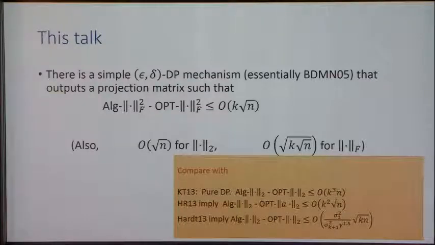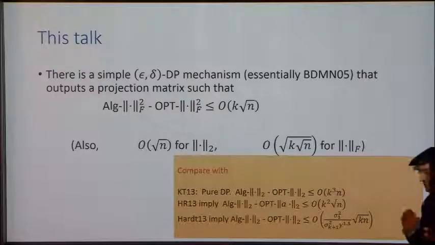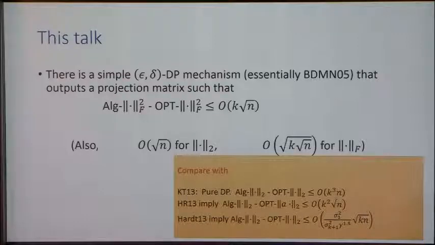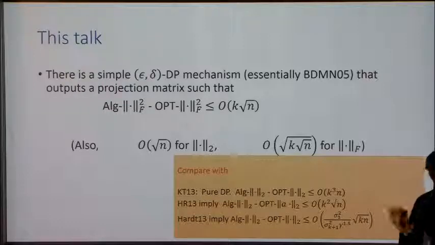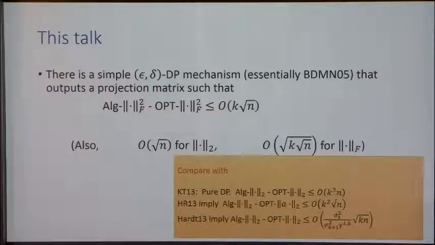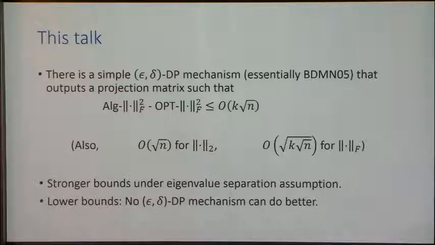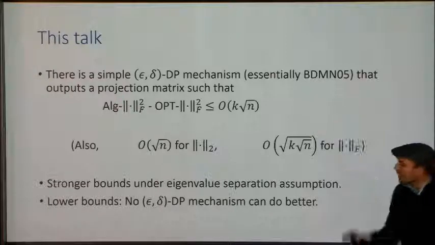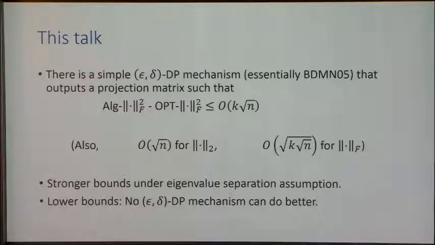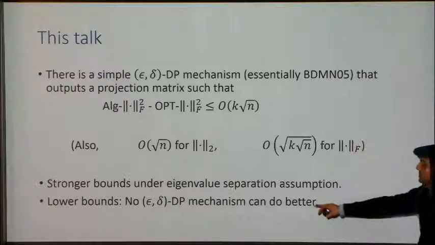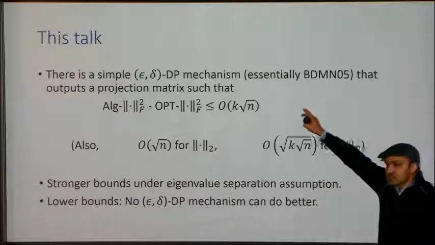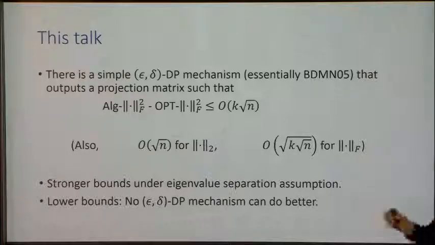Good. But yeah, if you think of a somewhat nicer notion of privacy like CDP, then you can get rid of the log 1 over delta, but don't worry about that. Additionally, if you have a separation of eigenvalues, you can actually improve these bounds. You can do even better, you can go below this. And moreover, we show a lower bound showing that no differentially private mechanism can do better than this in general. So k root n is what something very simple gives and cannot be improved.